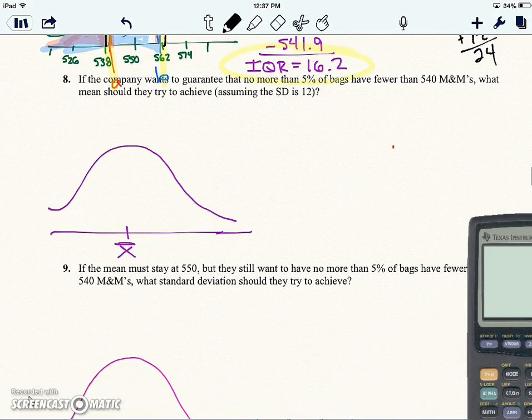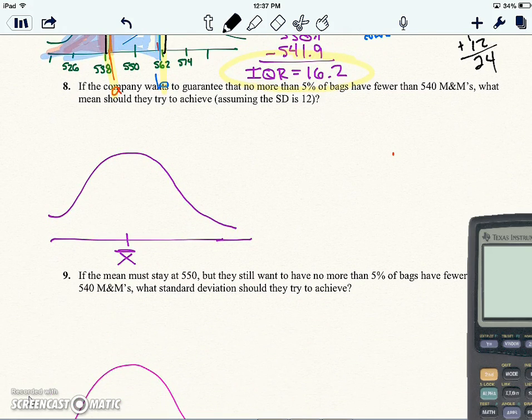Okay. Next question. If the company wants to guarantee that no more than 5% of the bags have fewer than 540 M&Ms, what mean should they try to achieve so they can adjust their machines? Okay, so we want fewer than 5% to have 540 or less, but we don't know what the mean is. Well, what we have to do is find the z-score for 5%.